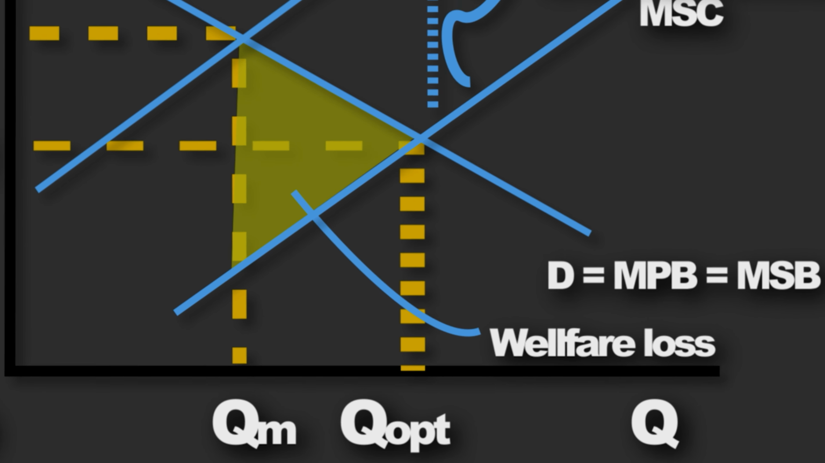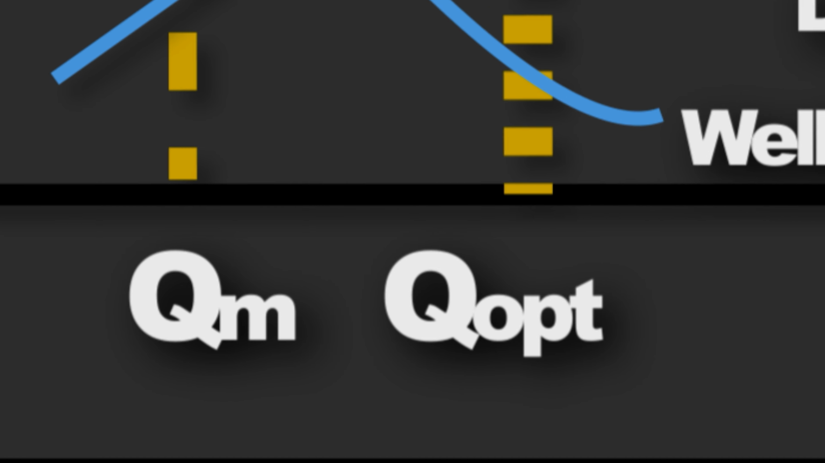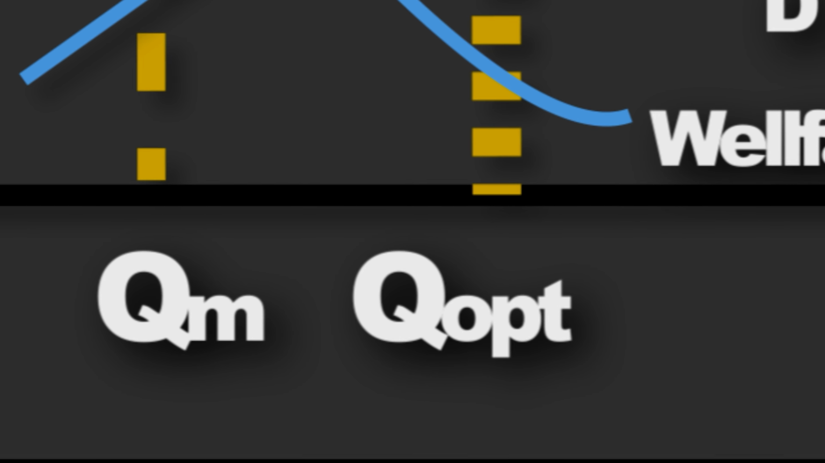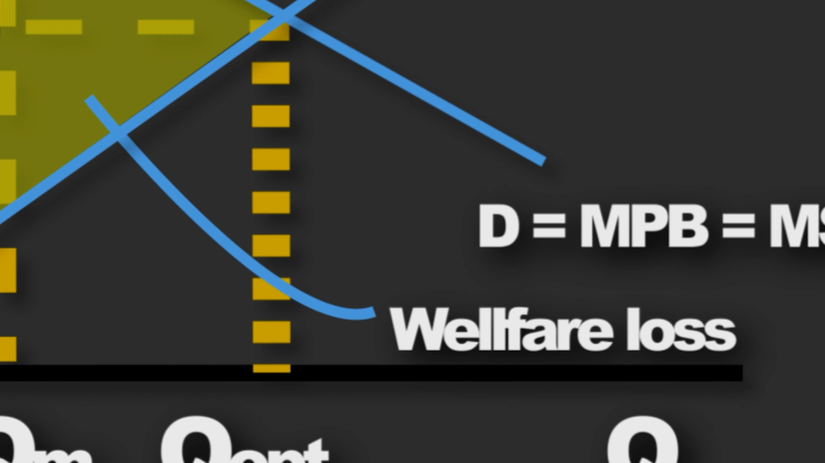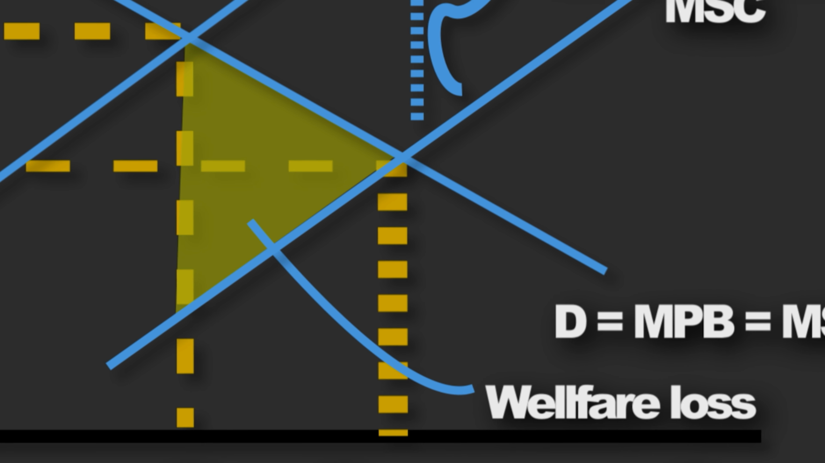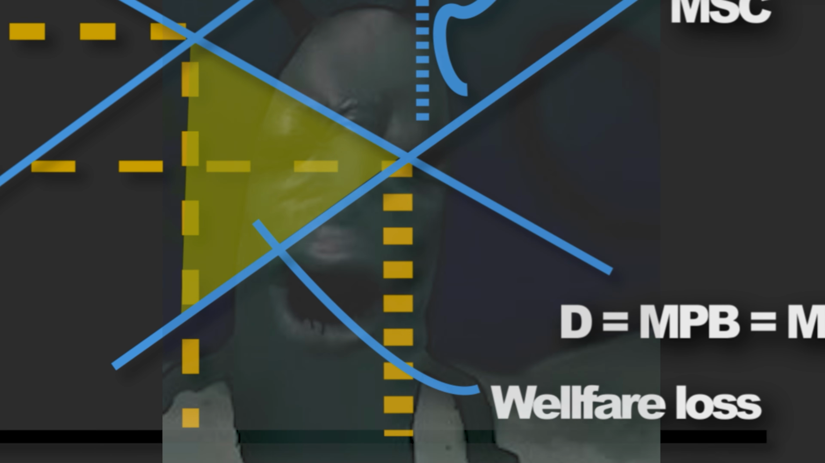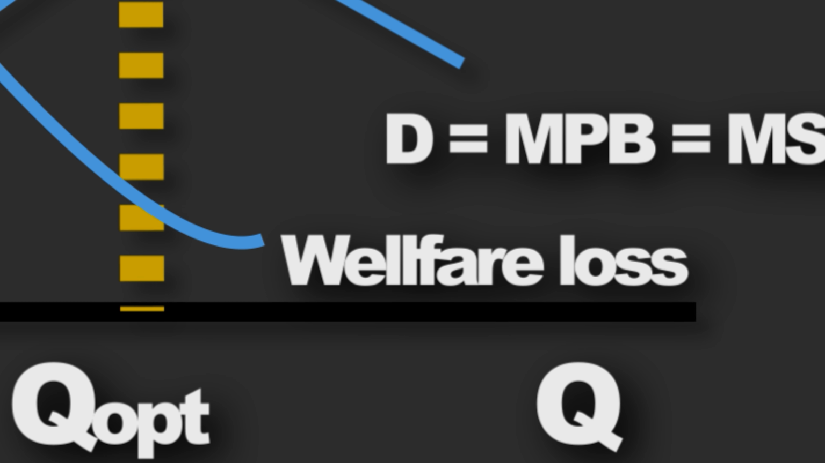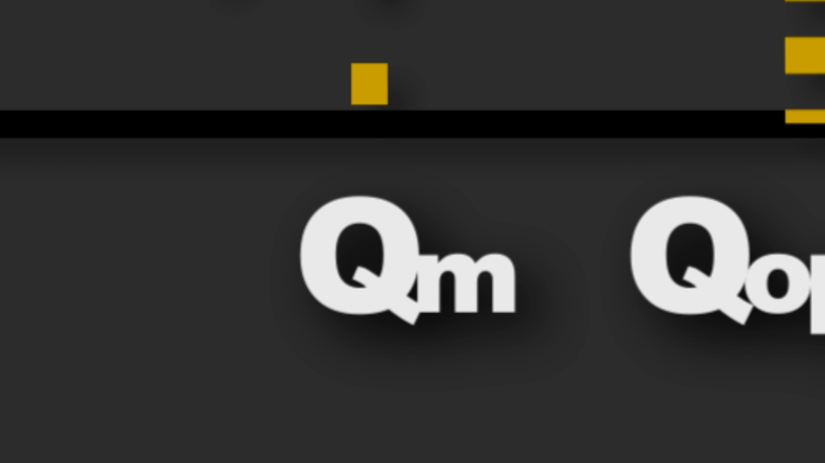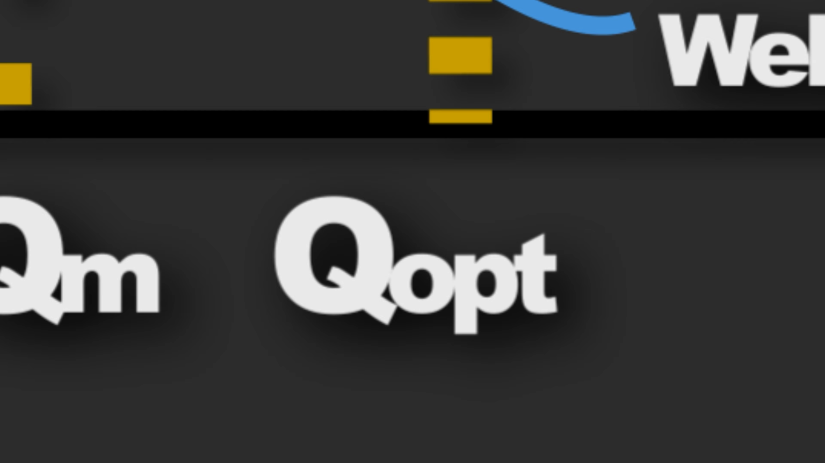The triangle between QM and QOPT, and bounded by the MPC and the MSC curves, is the welfare loss, illustrating the lost benefit to society from underproduction. As we can see, the welfare loss exists between the equilibrium quantity, QM, and the social optimum quantity, QOPT.